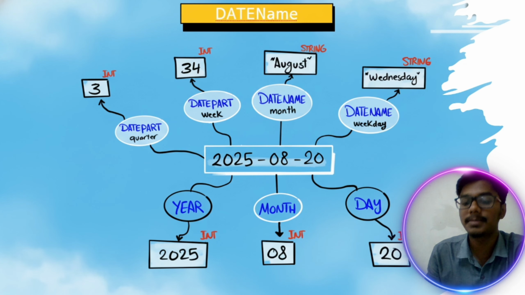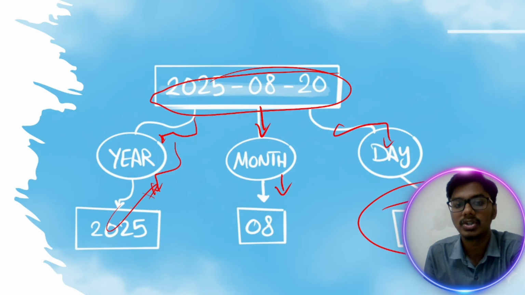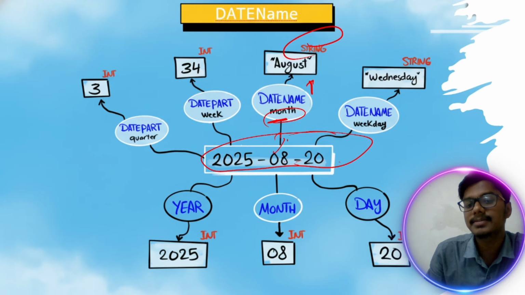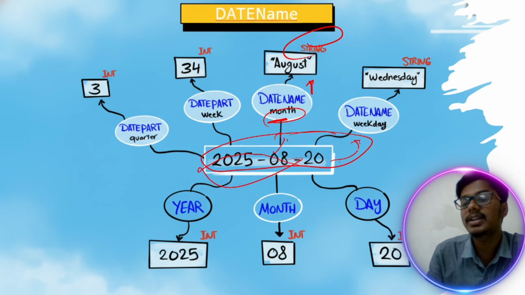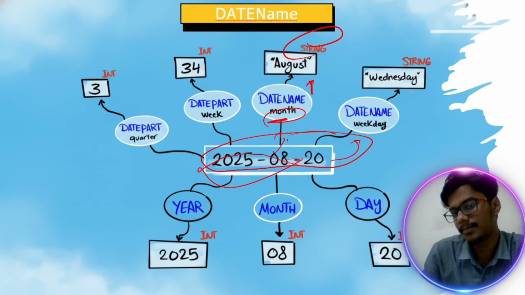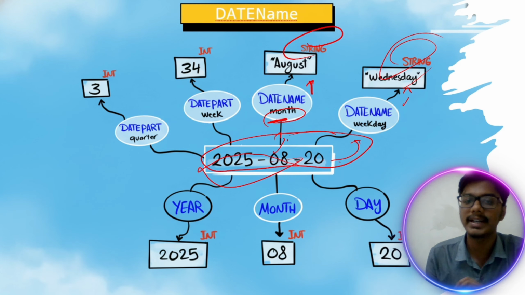Already we covered the date part. So what is meant by the date name? We want the date name, and it may be the month. If we use this particular date with the DATENAME function and I want the month, it will give the output as August, and it must be a string. Again, if we give this date to the DATENAME function and I want the weekday, which day is 20th August 2025? It may be Wednesday, and the output must be of the string data type. So that's why we use the DATENAME function, guys.